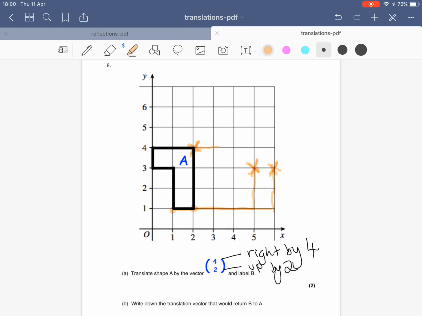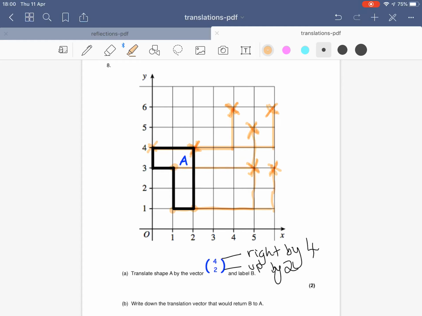This one, 4 to the right, 1, 2, 3, 4, and 2 up, 1, 2. So that's going to be here. This one, 1, 2, 3, 4 to the right, 1, 2. That is going to be there. I'm just going to do this middle one. 1, 2, 3, 4, 1, 2. So I know that's going to be there.